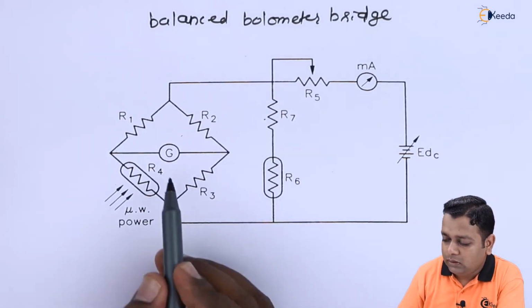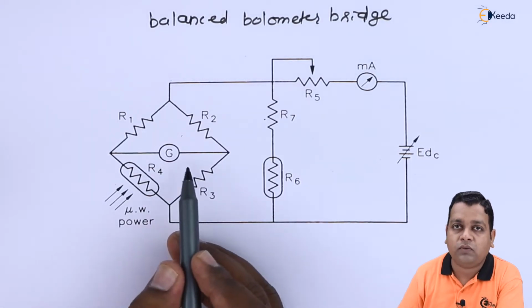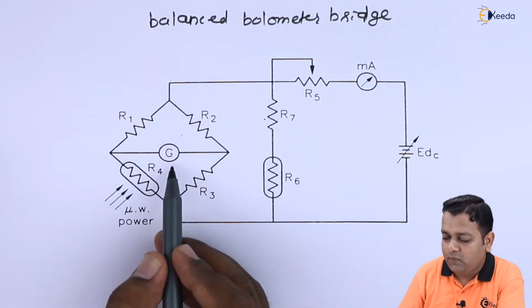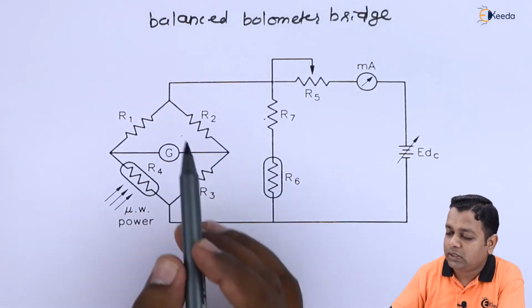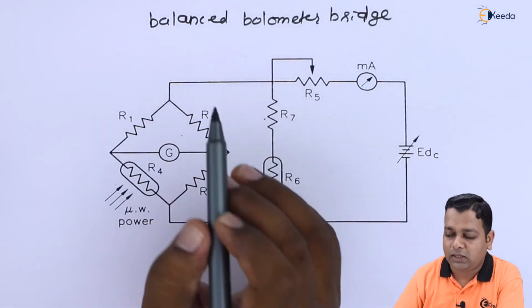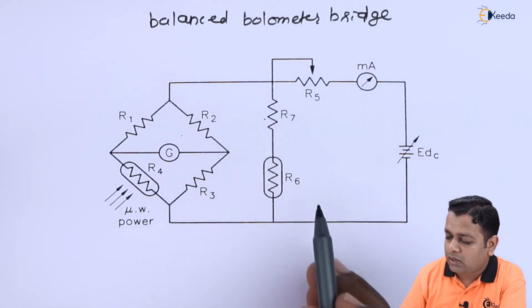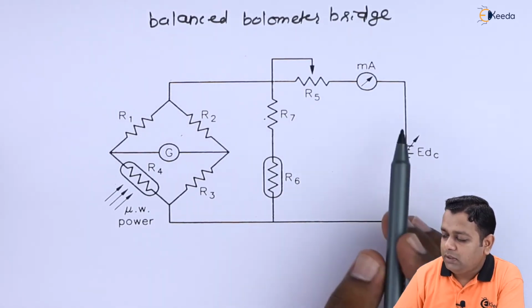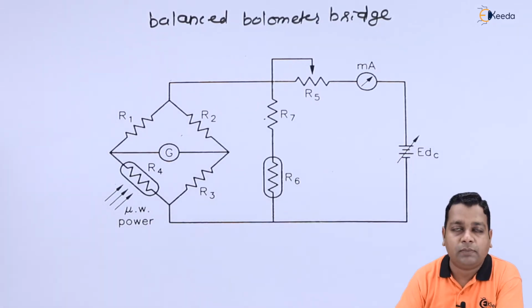We have the R4 here, and the connection with the galvanometer, which gives us the information with respect to the flow of the current. That will have the reading corresponding to making this bolometer bridge the balanced one. We have the R5, R7, R6 also there, along with the milliampere ammeter and the variable supply here.